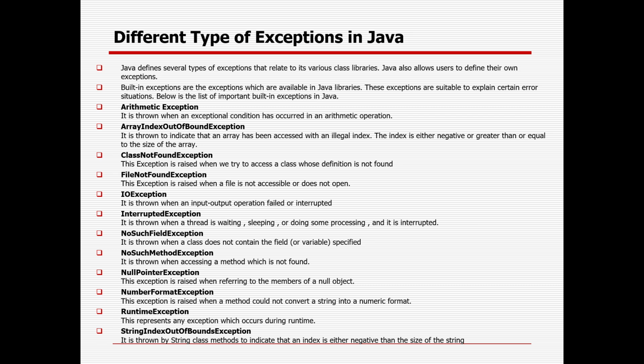No such field exception will be thrown when that particular class does not contain that field at all, but you want to access it. No such method: similarly, in the particular class the method is not available, or you renamed the method, or maybe you just removed the method. That is the way you can get a no such method exception. Null pointer exception: say you are already having a string.